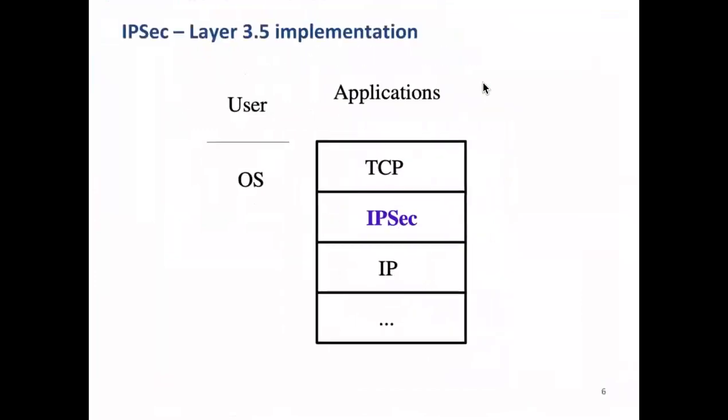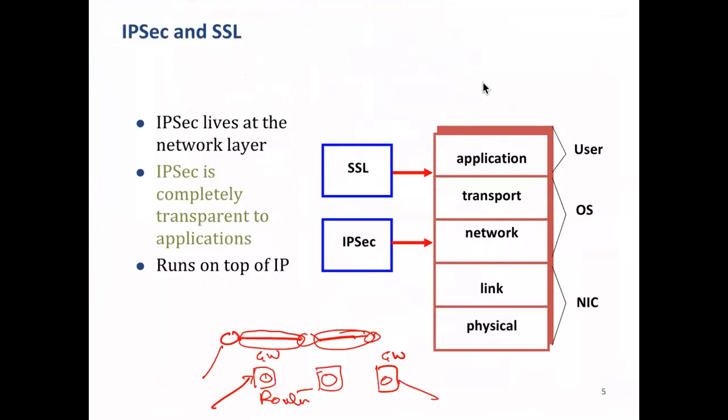So let's go on. It basically works at the network layer. Can you please mute? Somebody is not muted, and I can see somebody is in the kitchen. Okay, I will mute all.